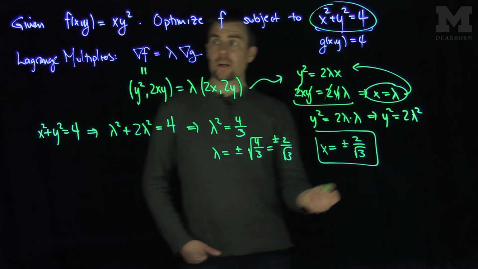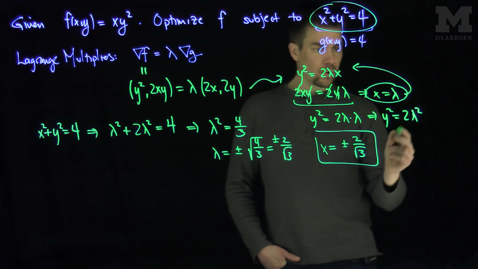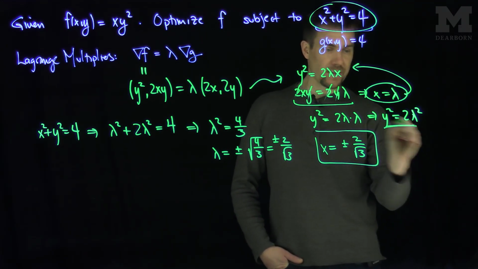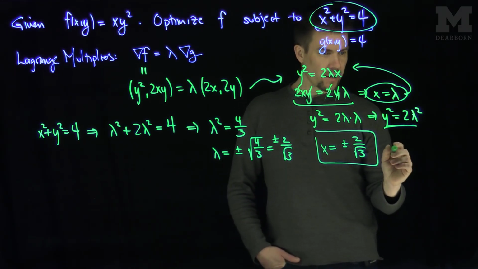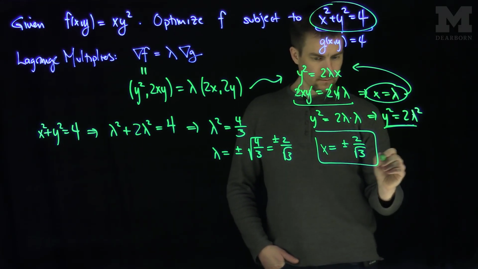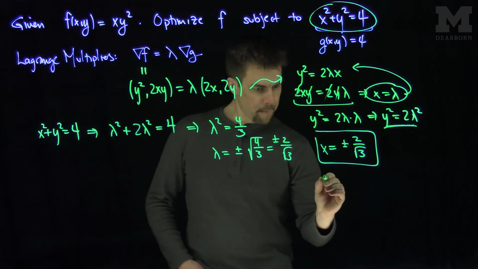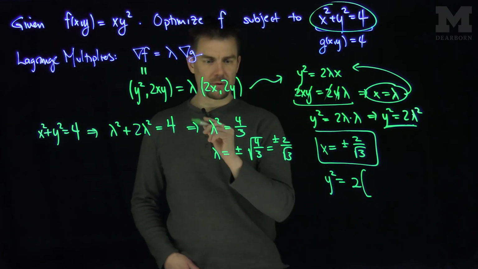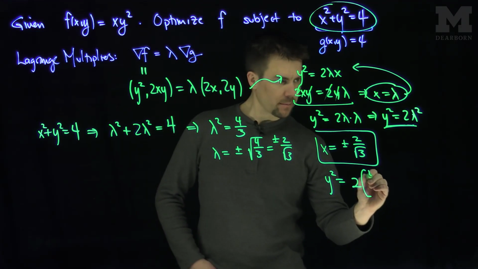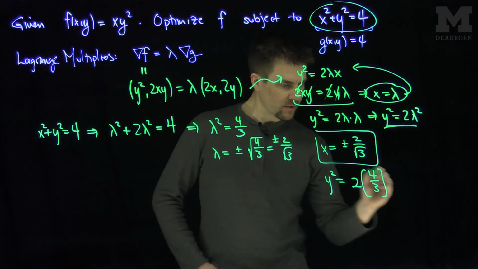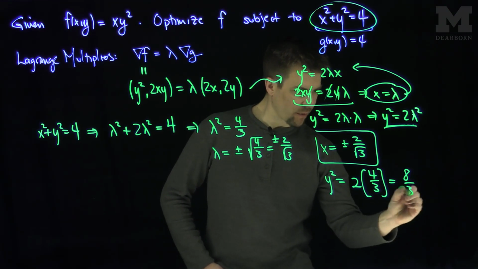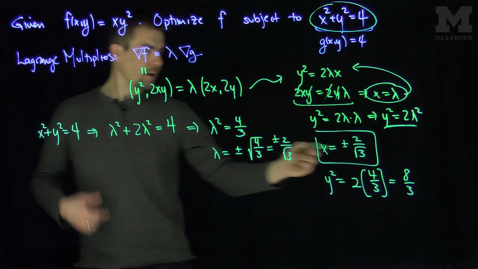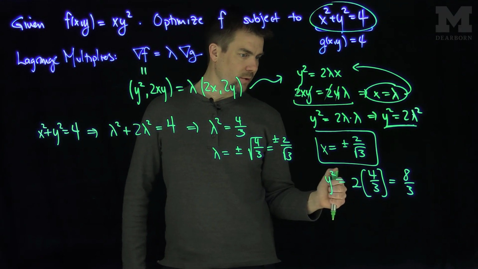Once we have x, we can conclude what y is. Well, we know what y squared is, and that's what's going to matter for our function. Our y squared is going to be 2 times whatever lambda squared is. That's going to be 2 times 4/3. And so y squared is going to be 8 over 3. So for our function, we have these two critical points, namely plus or minus 2 over root 3.